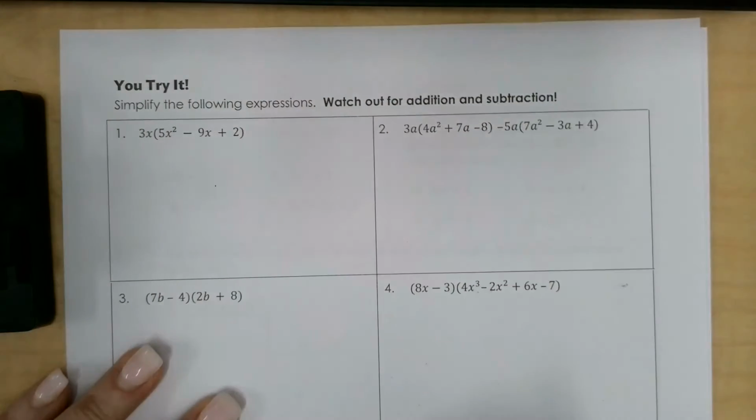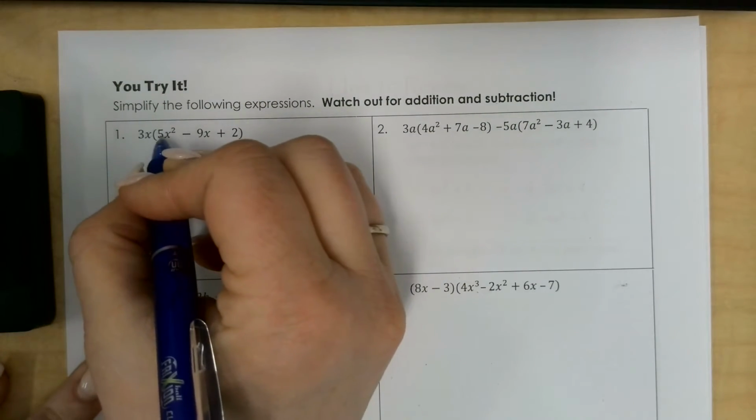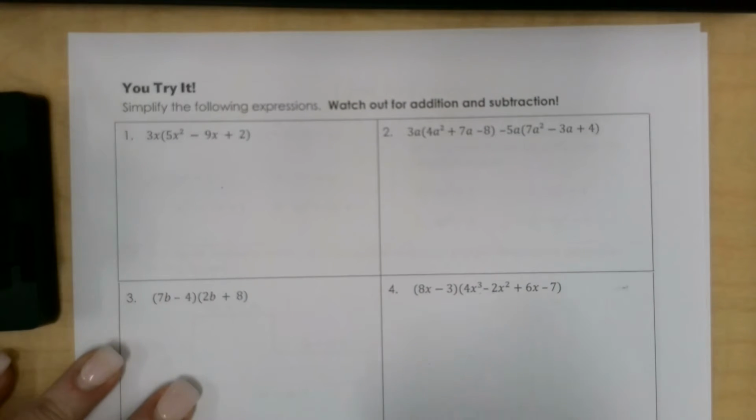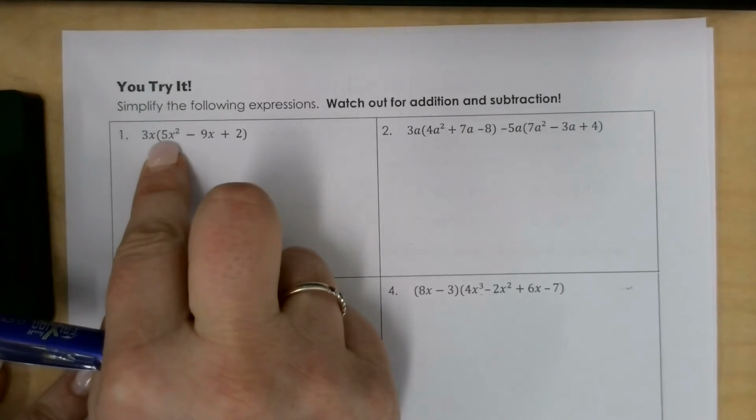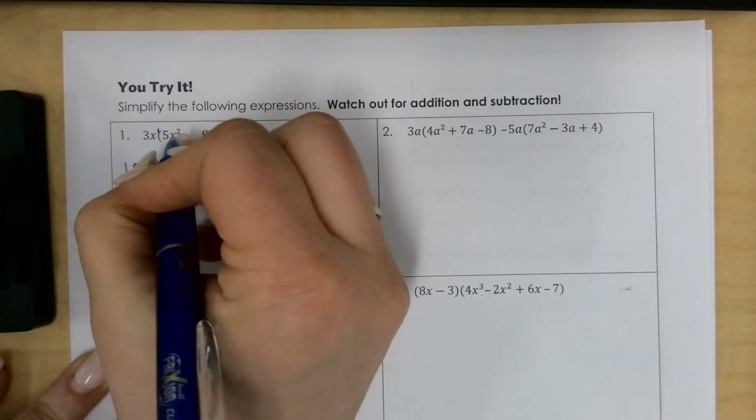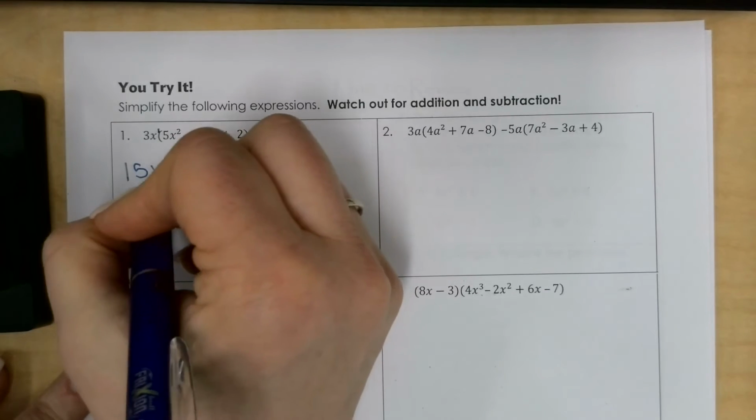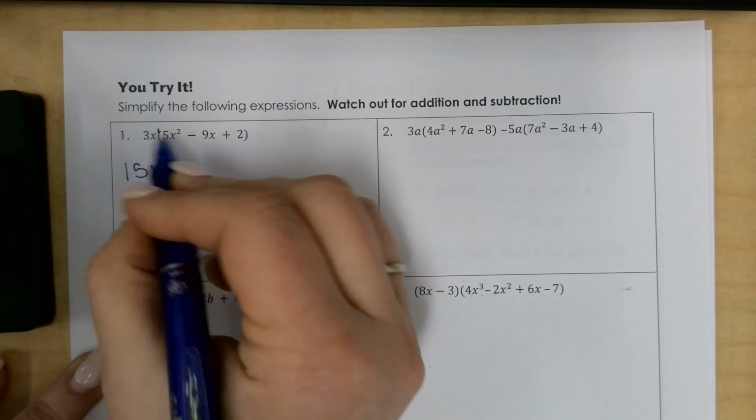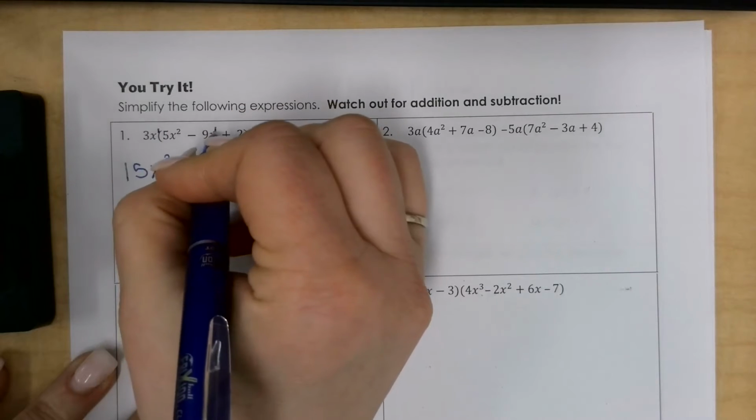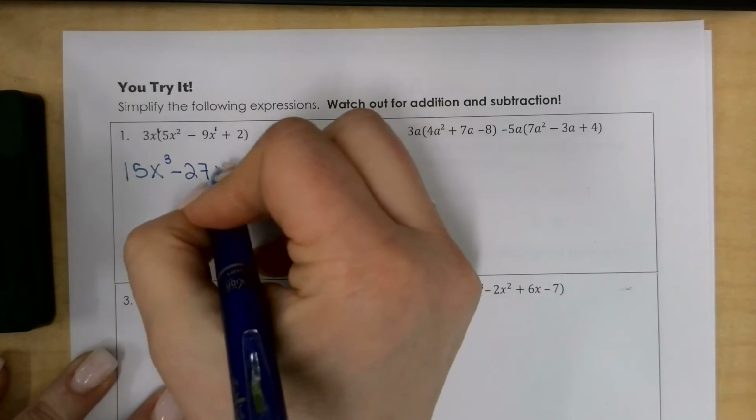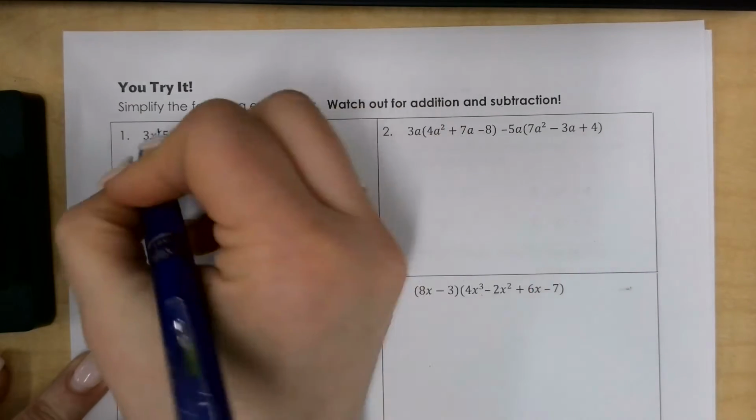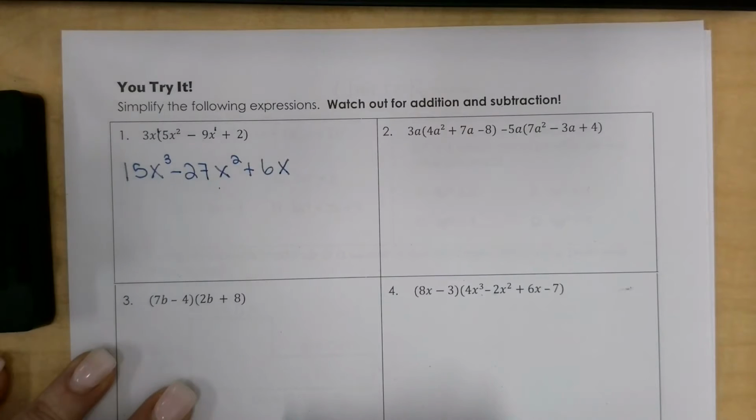This is a monomial times a trinomial, so I'm going to distribute 3x to each term. I'm going to skip that intermediate step and talk it through as I go. So I have 3x times 5x squared. That's 3 times 5, which is 15. I have x to the first times x squared. 1 plus 2 is 3. I've got x cubed. I have 3 times negative 9. That's minus 27. And I have x to the first times x to the first. 1 plus 1 is 2. So I got x squared. I have 3 times 2 is 6. And I've just got my x. I am done.